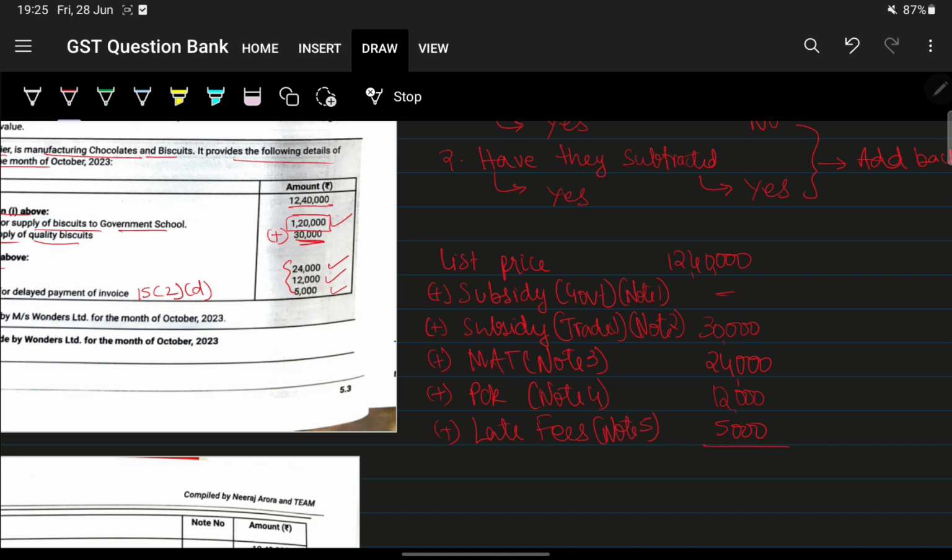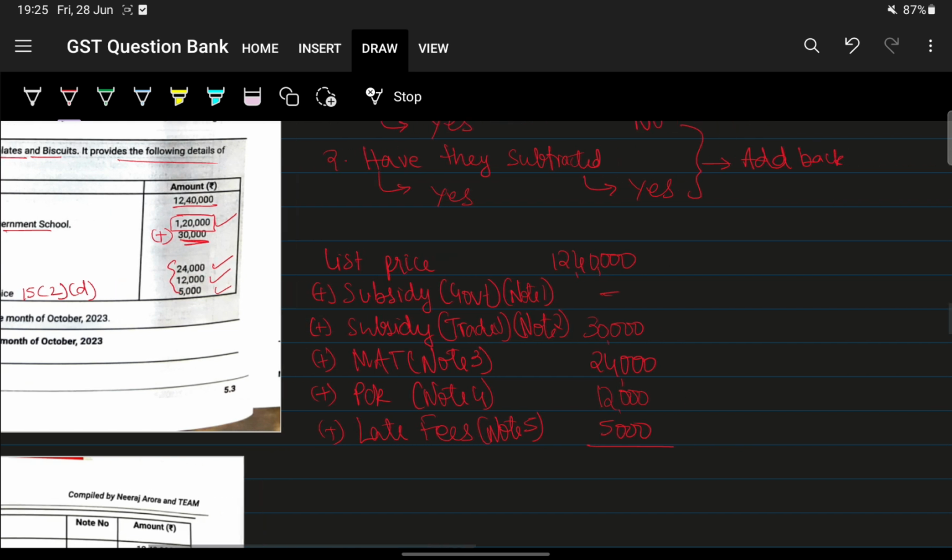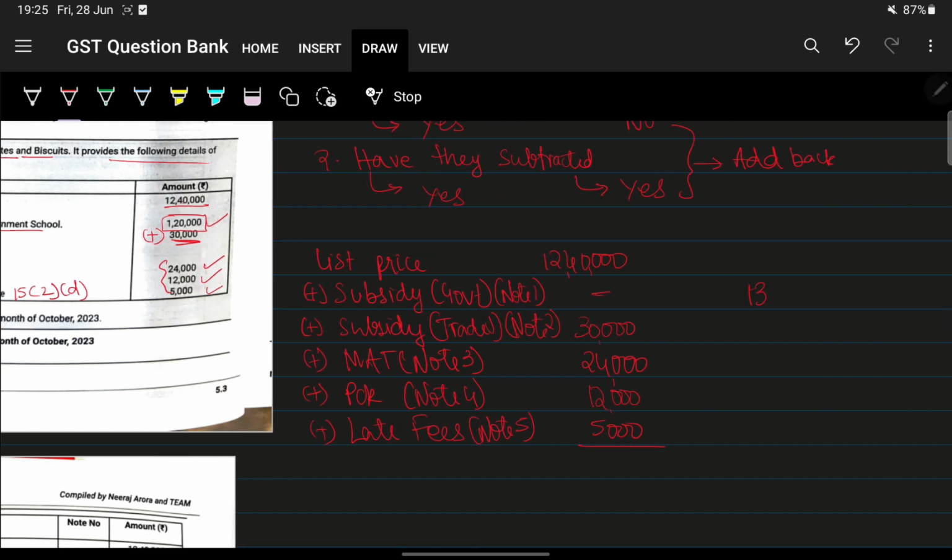Okay, so now what is the value of supply? Here it will become 12,40,000 plus 30,000 plus 24,000 plus 12,000 plus 5,000. So this will come up to 13,11,000. Okay, so this will be the value of supply.